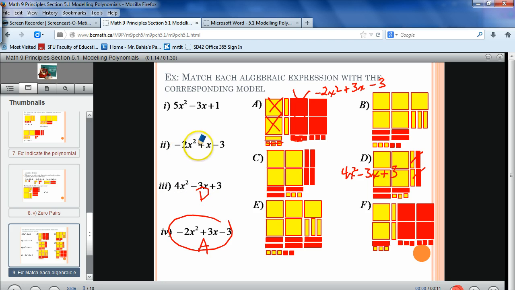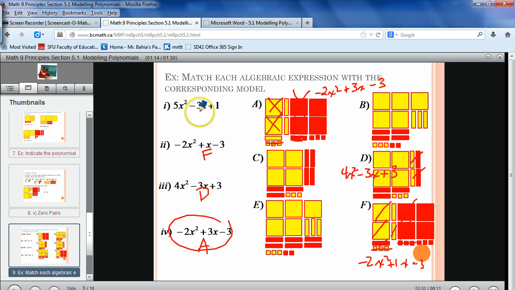How about this? Negative 2x squared. Which one? Looks like it's going to be 2 reds left behind. Looks like this one here. This one has 2 extra reds. You cancel that out with those. You've got negative 2x. One of these positive x's cancels out with that. You're left with, so we have negative 2x squared here, plus an x, and then 3 of these cancels out 3 of those. You're left with negative 3 here. So F must be this one.